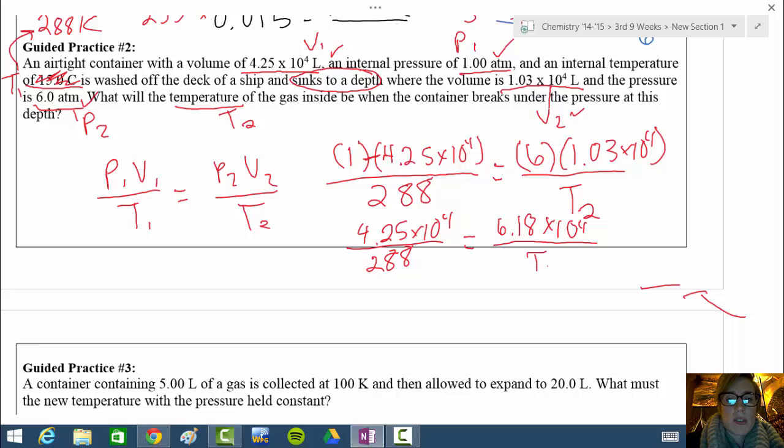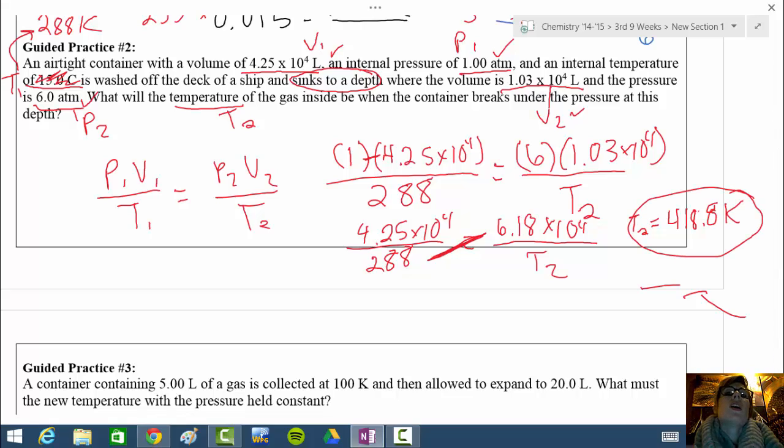And then it's divided by T2. So now I'm going to cross multiply and divide. I'm going to multiply these 2 together, and then divide by the 4.25. So I have 288 times 6.18 times 10 to the 4th. And then I get a really big number, so I'm going to divide that number by 4.25 times 10 to the 4th. And I get, my temperature is 418.8 degrees Kelvin.